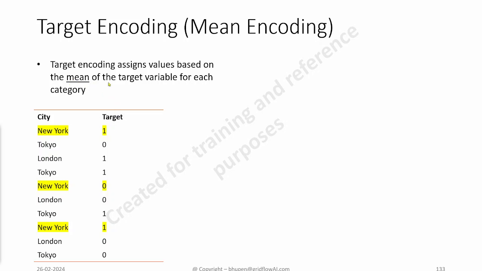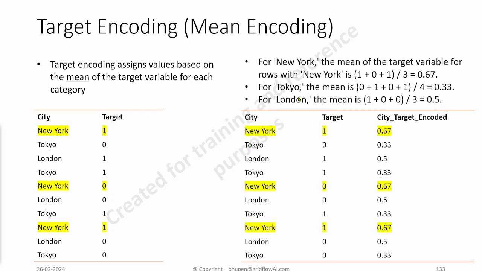So it's basically the mean of the target variable. If you have two targets like 0 and 1, target encoding means the mean of the target variable. So for New York, just find the places where New York is appearing. Here it is 1, 0, and 1. So 1, 0, and 1, divided by 3, because 3 is the number of places where New York is appearing. So the value is going to be 0.67.